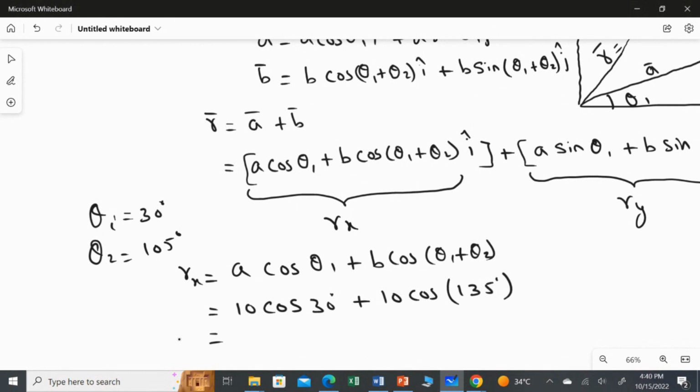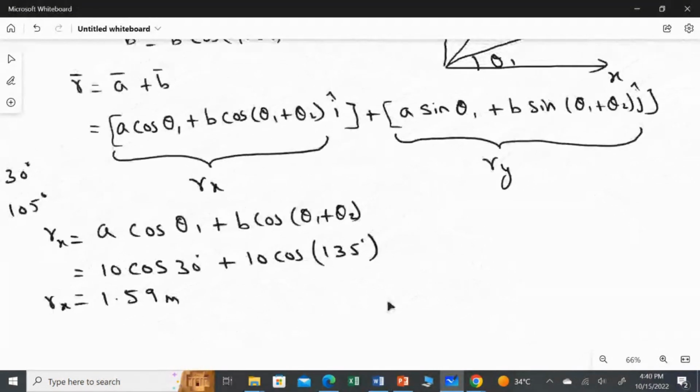So take your calculator, get the answer of Rx. What's the value of Rx? 10 cosine of 30 degrees plus 10 cosine of 135 gives the answer of 1.59. And the unit is meter, am I right? Because they gave the magnitude in meters, so I have to write meter.